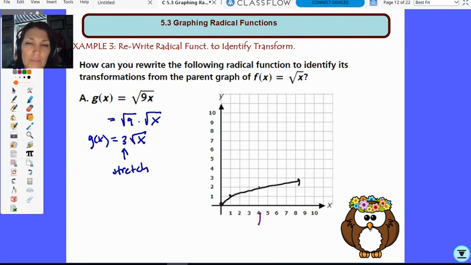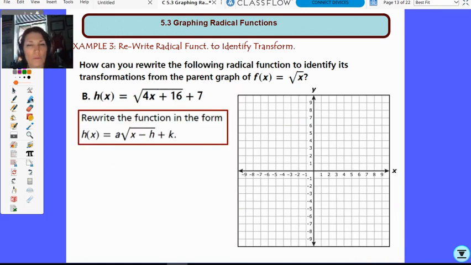It gives me 3 there. This y value right here, 2 multiplied by 3, is going to give me 6. And I can get an idea of the graph at that point there. It's going to make it a really steeper graph and shoot it up higher. Okay?